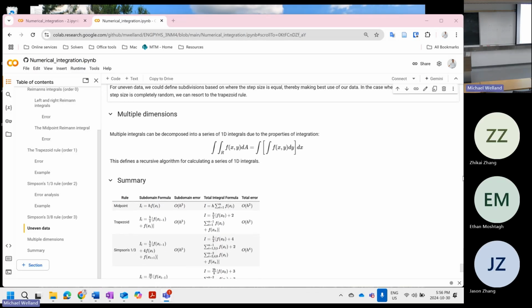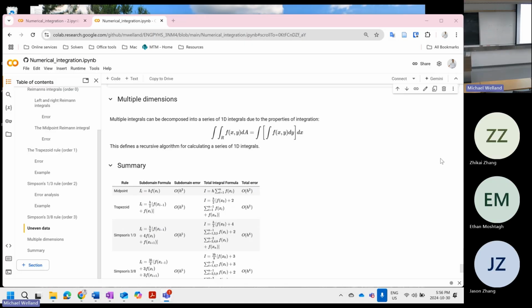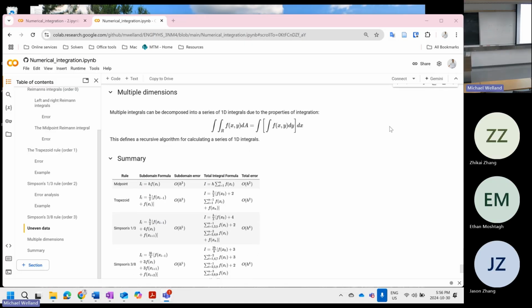Yeah, in cases where you do have uneven data, it's not uncommon that you would have the ability to sample on your own terms. In other words, you would not have tabulated data, but you would actually have a function that you can question. And that's what I'm hoping we'll get to today, because that's really cool. Multiple integrals.